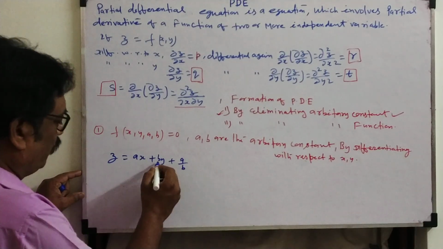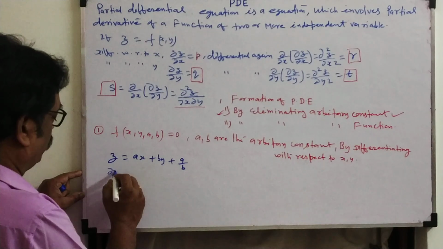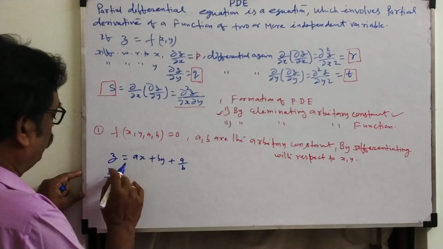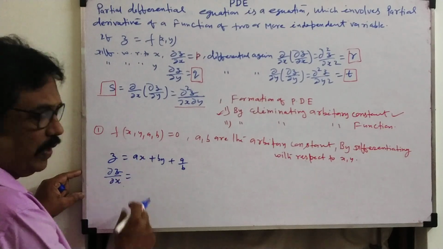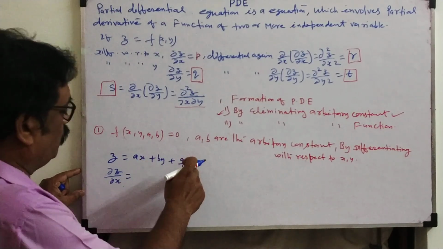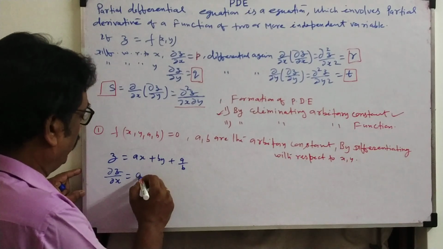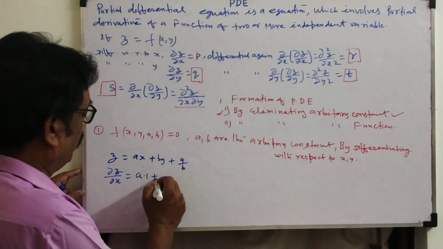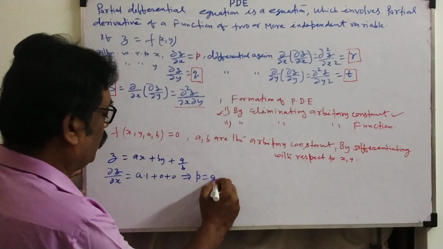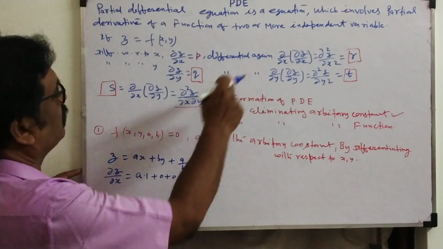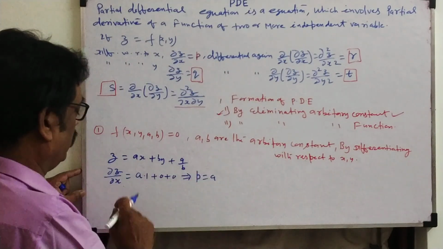So what will we do? Differentiate this with respect to x first. ∂z/∂x, with respect to x. Here the y terms and the ab term will come 0. So it will come a into 1, and the remaining part will be 0. So what are we getting here? ∂z/∂x is nothing but p. So p is equal to a.